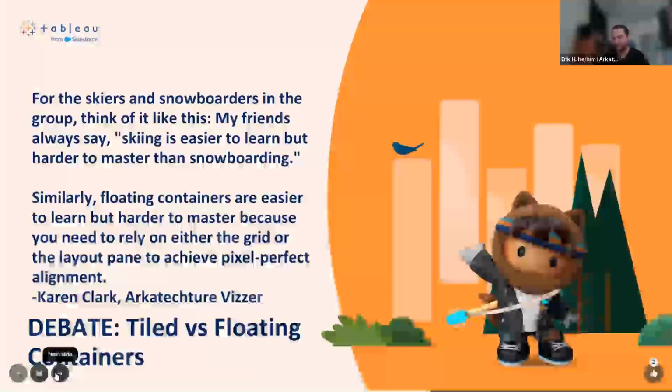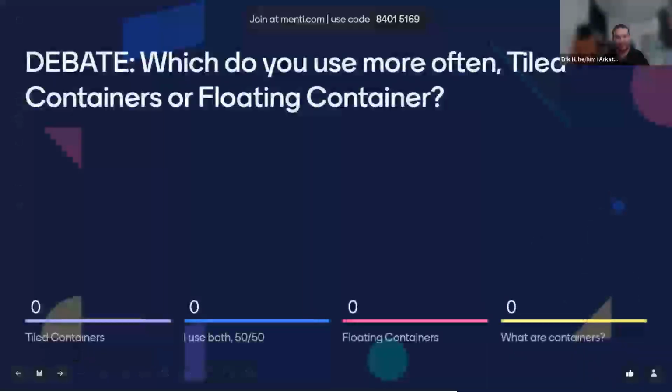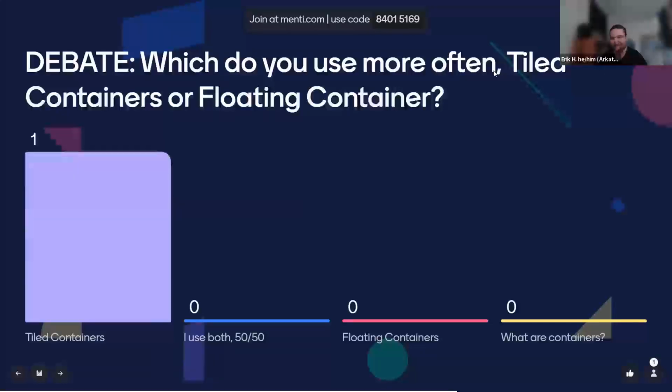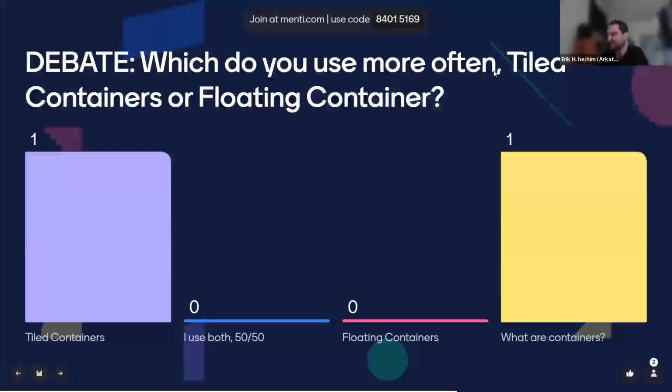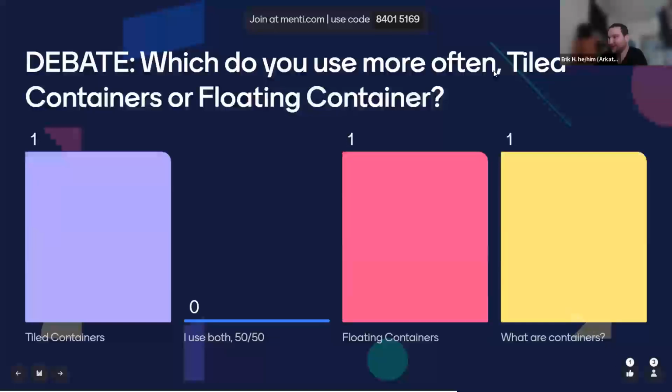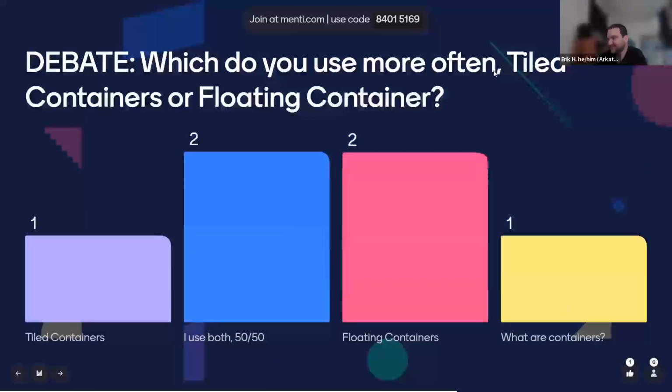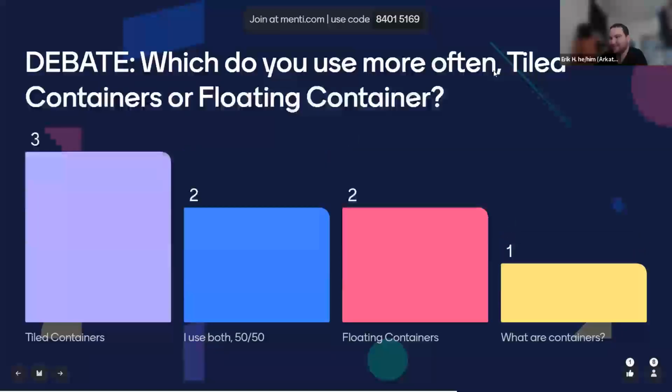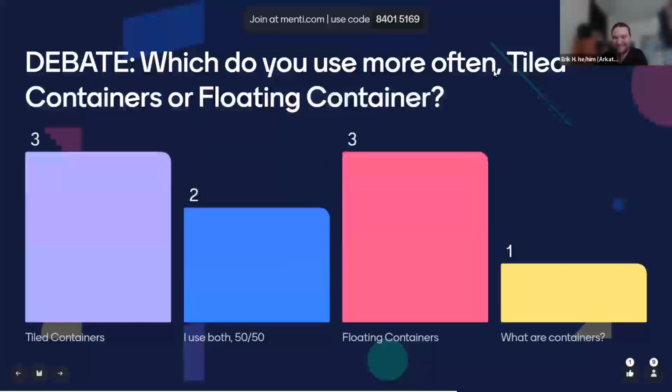So I'm definitely interested to hear from everyone on the next slide here. Which do you tend to use more often, your tiled containers or floating containers? There's also options for I use both pretty equally, or what are containers if you need a bit more description as to what we're talking about here. At least one person, so we'll clarify a bit more if you have any questions. I love this because you can actually see who's winning out. Are we going to be tied for like a race? I'll give it a minute.